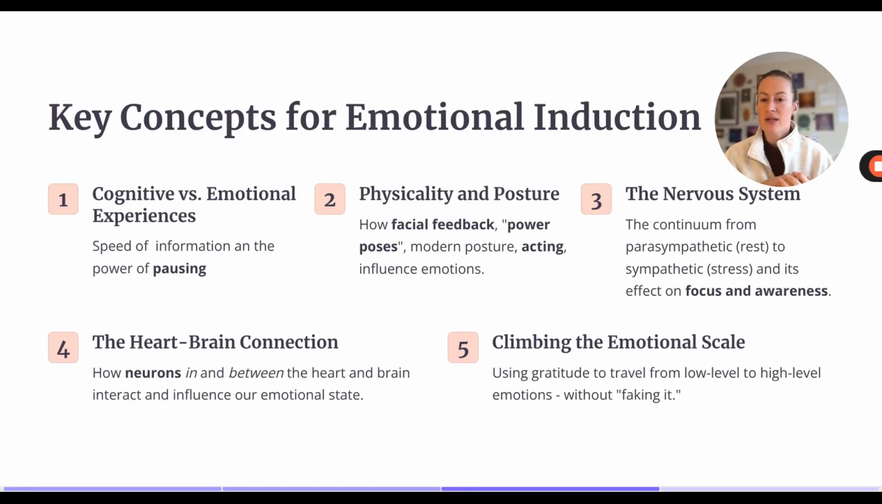Next, we're going to briefly visit the heart-brain connection and how neurons are in and between the heart and the brain, and how those things interact and how that influences our emotional state. And I did say neurons in the heart. So the idea that we have mini brains in other parts of our body. So it's not just the brain that is guiding everything neurologically.